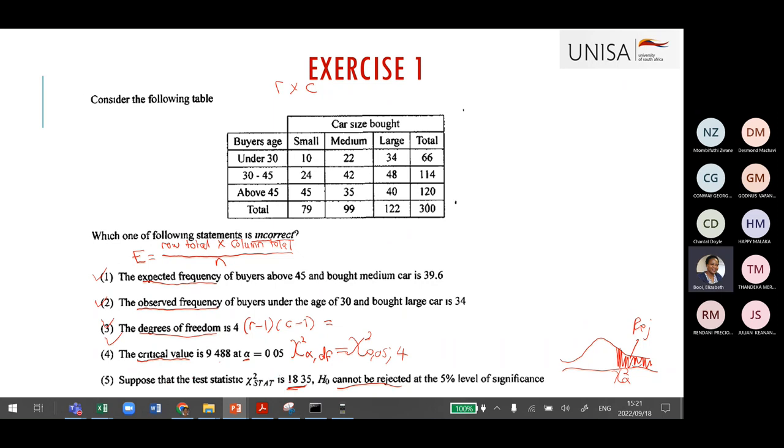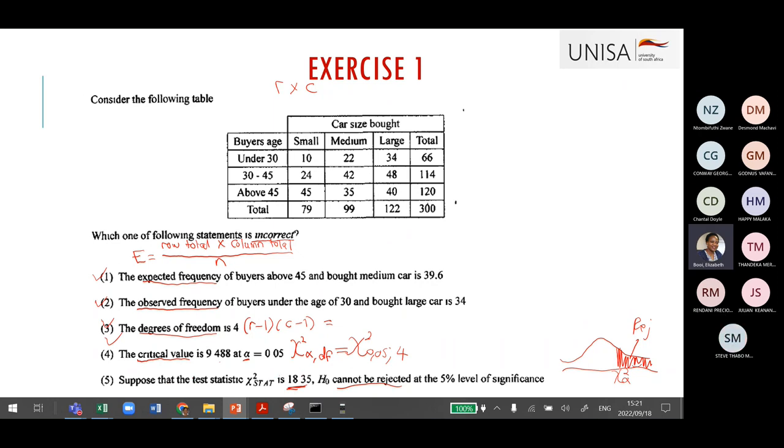Suppose that our test statistic is 18.35, H0 cannot be rejected. If we know that our critical value is 9.488 and the test statistic is 18.35, it falls in the rejection area. The statement is incorrect because it says we cannot reject the null hypothesis; we are rejecting the null hypothesis. So this is the incorrect answer. That's how you will answer some of these questions in case they give it to you like this in the exam or in your assignment.